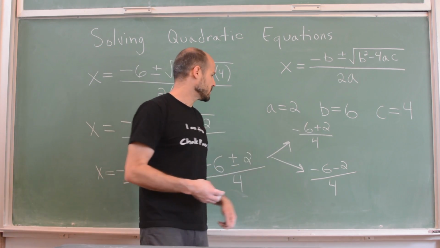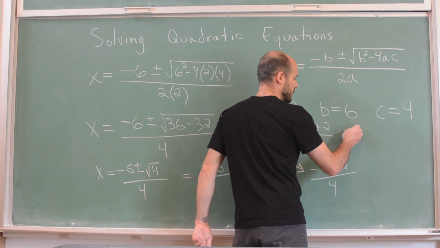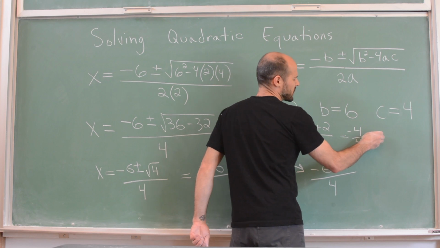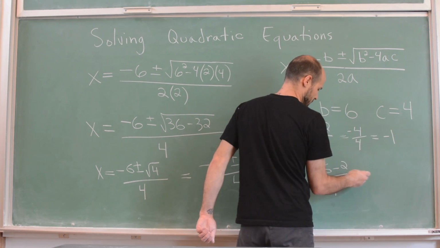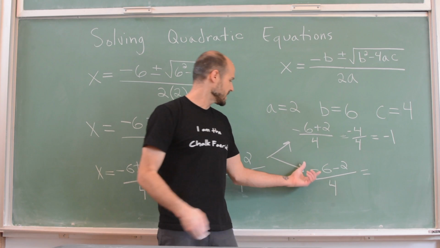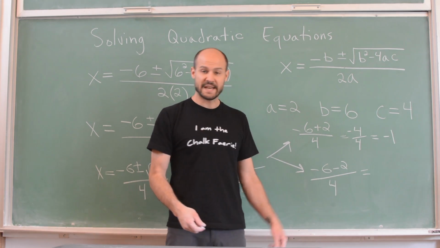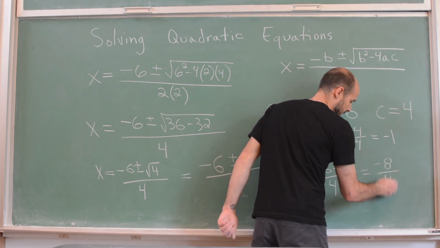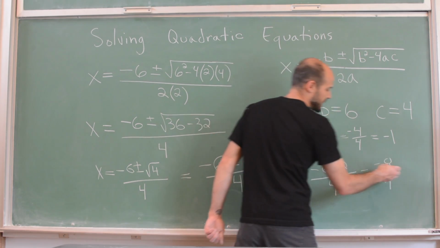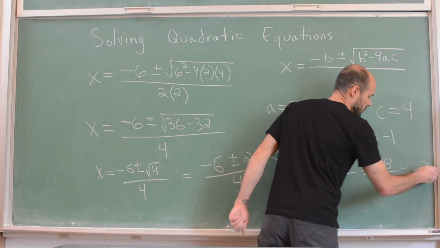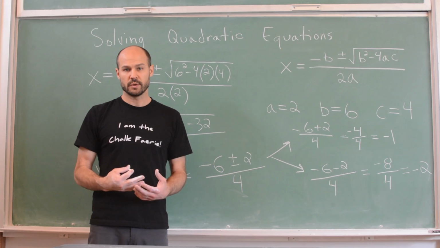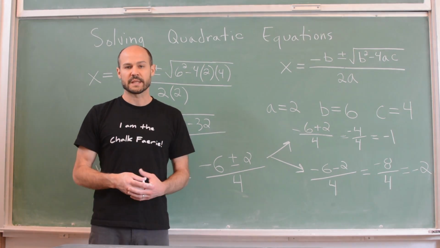Negative 6 plus 2 is negative 4. That's the numerator. Negative 4 divided by 4 is negative 1. Negative 6 minus 2 is negative 8. That's the numerator here. Negative 8 divided by 4 is negative 2. So we have 2 solutions, negative 1 and negative 2. We found them by using the quadratic formula.